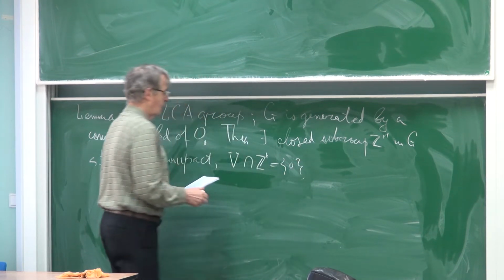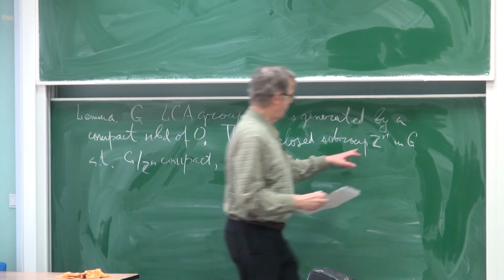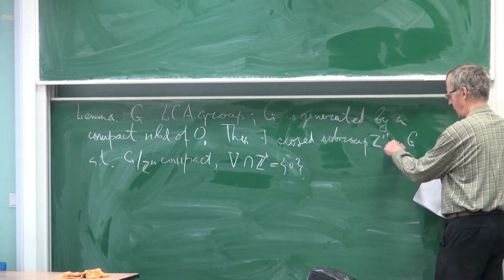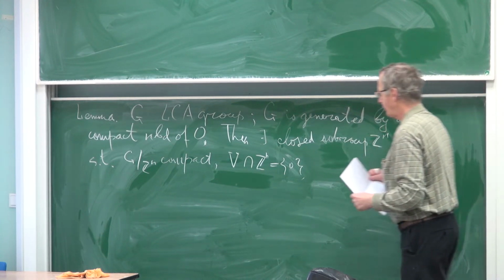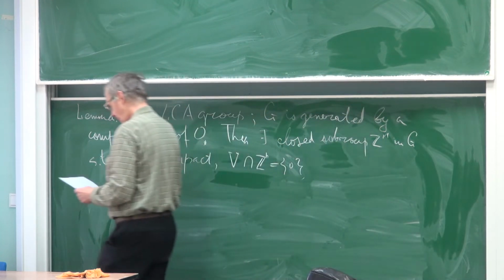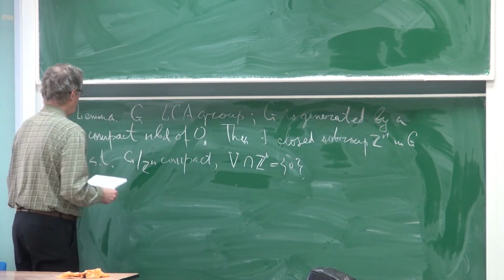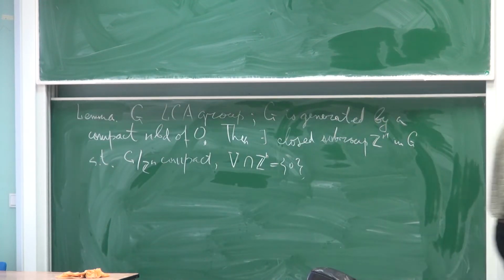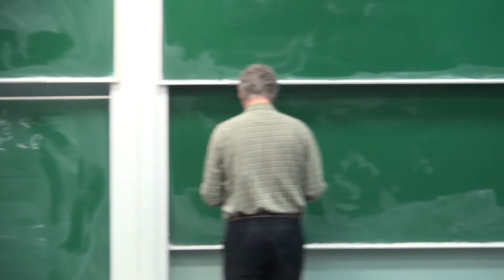Okay. So here I mean that there is some subgroup isomorphic to Z to the power n. To prove this, I will need the statement with which I finished last time, and I recall it.